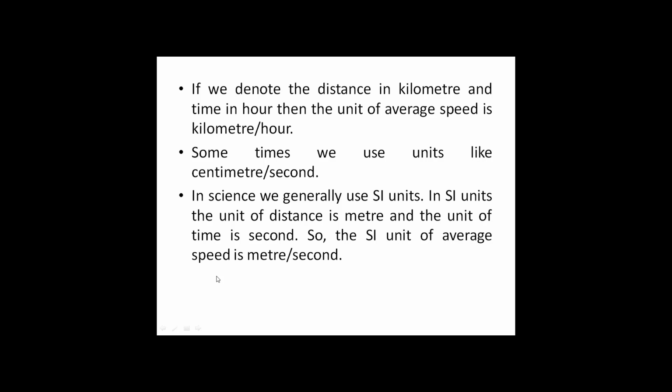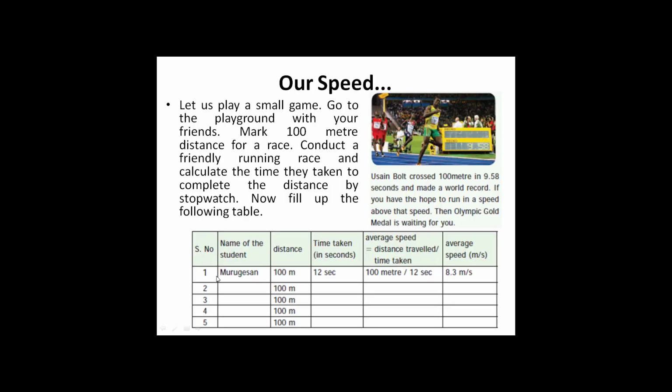If we denote the distance in kilometers and time in hours, then the unit of average speed is kilometer per hour. Sometimes we use units like centimeter per second. In science, we generally use SI units. In SI units, the unit of distance is meter and the unit of time is second. So, the SI unit of average speed is meter per second.